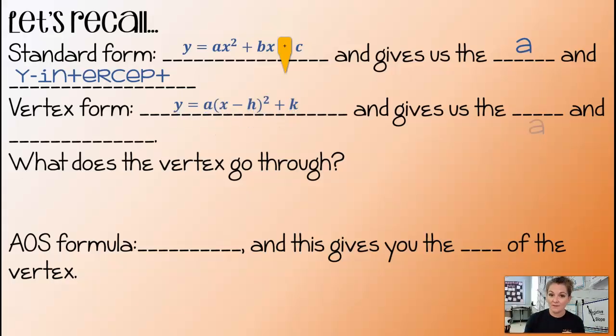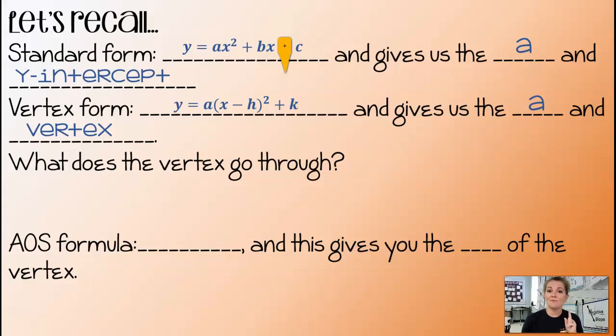Vertex form gives us some good information too. Vertex form is going to give us, obviously, our vertex, but it also gives us our a, and those a's are the same. The a from standard form is the same as the a from vertex form. They're going to do the same thing. It's going to tell you if it's stretching or compressing, and if it's reflecting. It's going to tell you all the exact same things because they're the same thing.